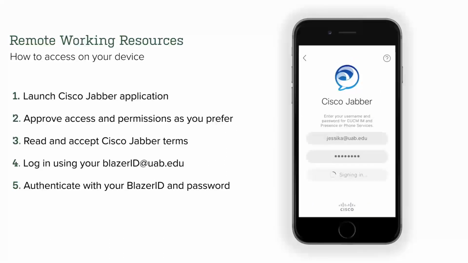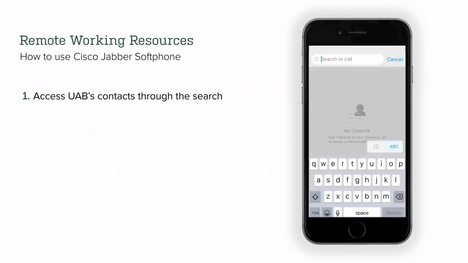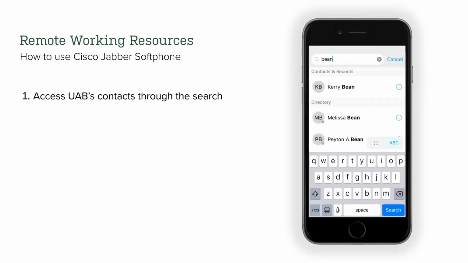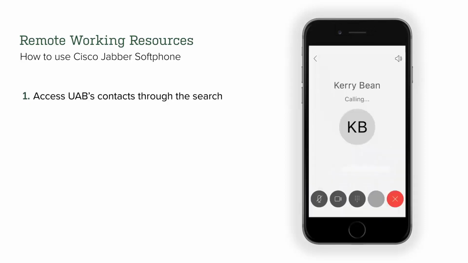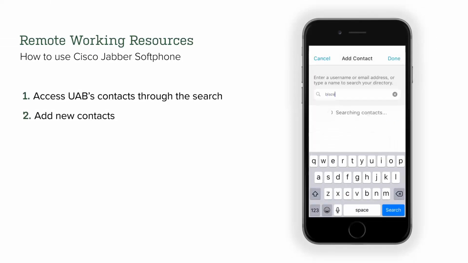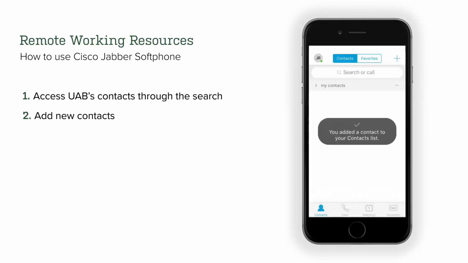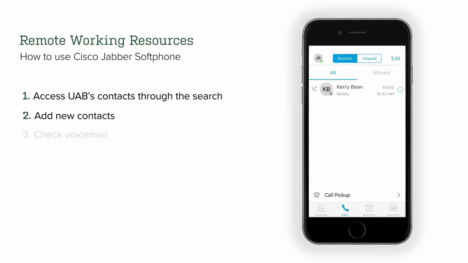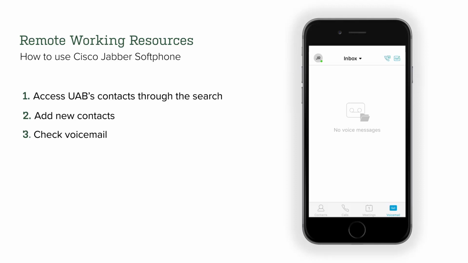Cisco Jabber soft phones work similar to the physical handset. You can access UAB's contacts through the search or add additional contacts. Voicemail can be accessed within the app. Simply click the message to play.